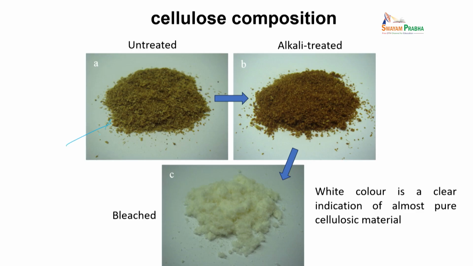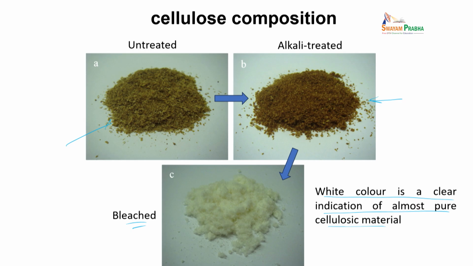So this is how it looks. The untreated one looks kind of brownish, and then once you treat with alkali, you see that it becomes a little darker because the hemicellulose is gone, the lignin content is still there, and then once you bleach it, you see this nearly white color pulp. Okay, so this white color is an indication that you got almost pure cellulose material. If you didn't get this color, it means the lignin is not completely separated. So you may want to do this bleaching over and over a few times.